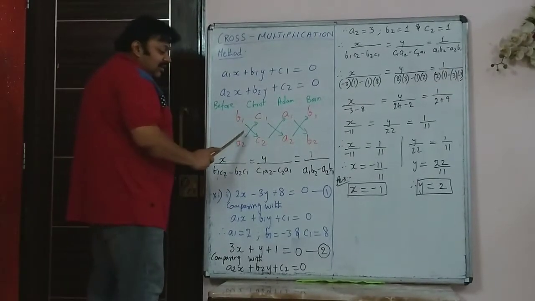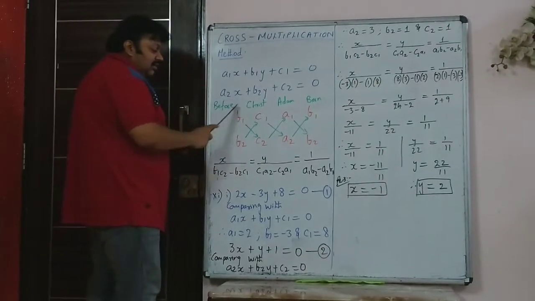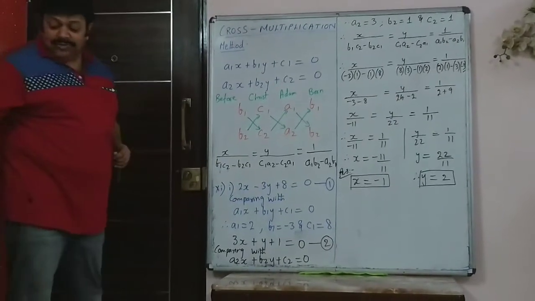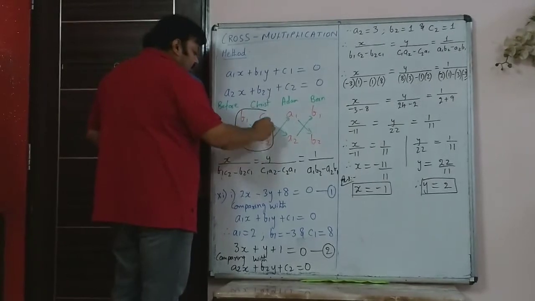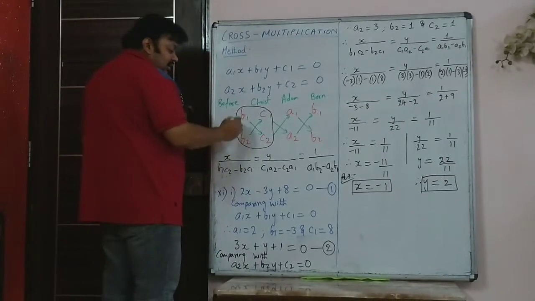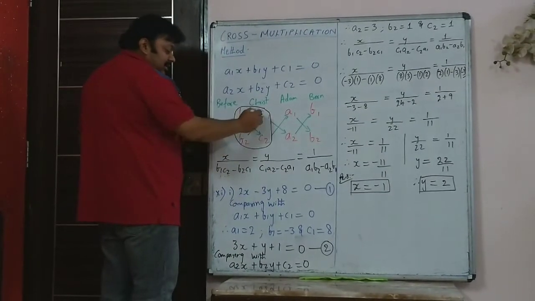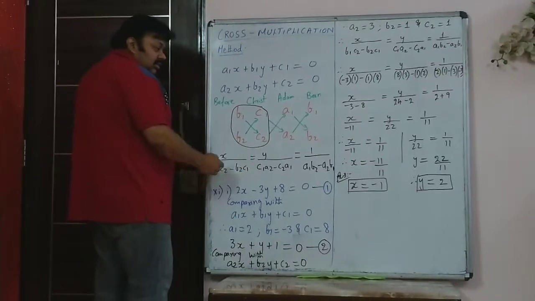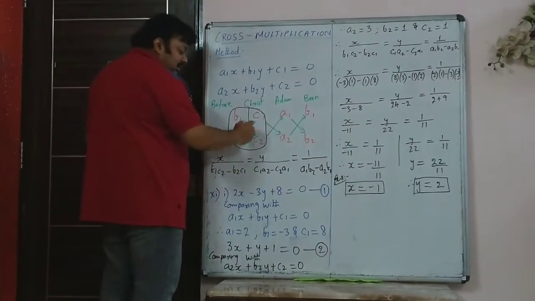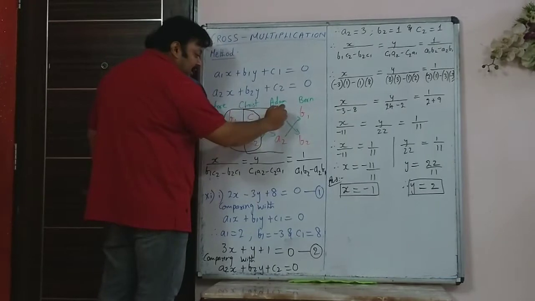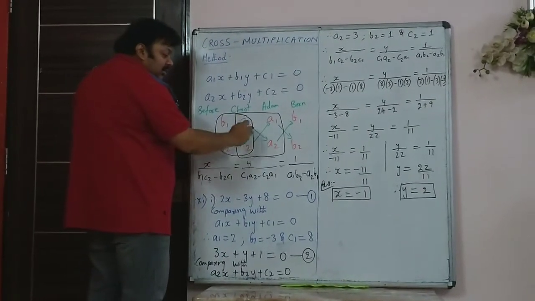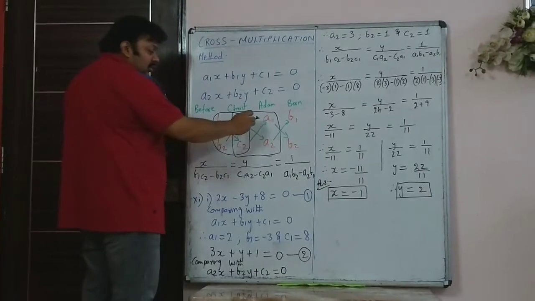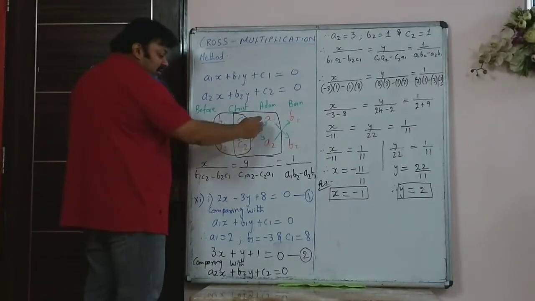Then you have to cross multiply like this. The first two terms you have paired, and you have written x upon b1c2 minus b2c1. Then you pair the next set of two, which includes the second and the third one, so you have written y upon c1a2 minus c2a1.